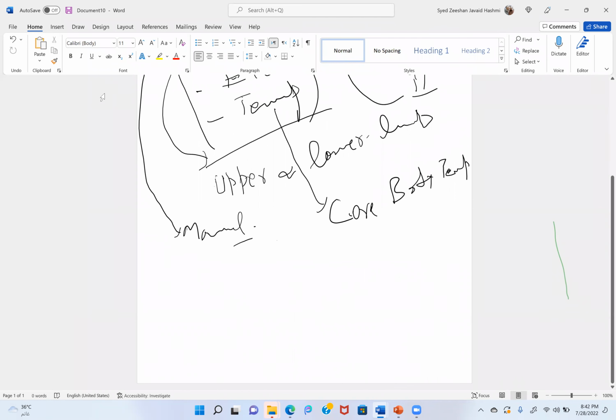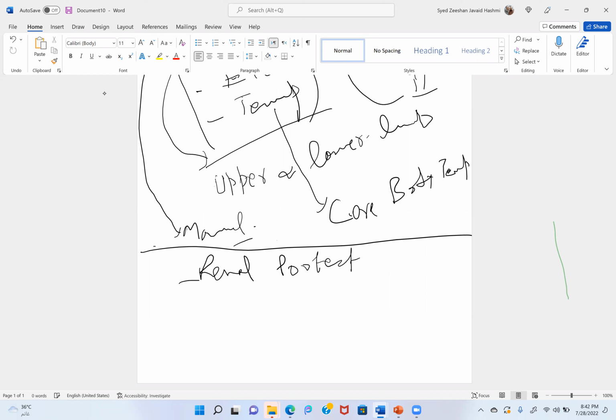Okay. Something for renal protection and spinal cord protection, what you can do? Steroid administration. What else? Diuretics. For spinal cord, you will try to maintain the perfusion pressures.